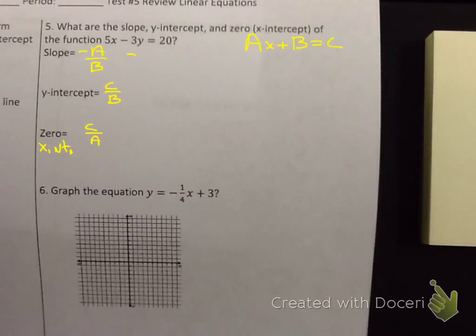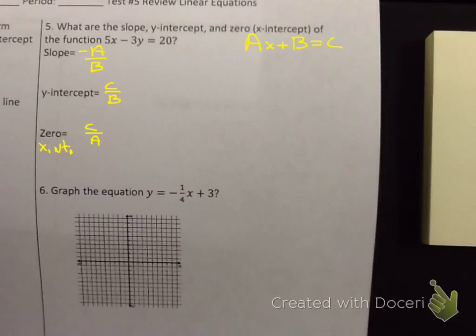So in this example, what you see here is what is called standard form: Ax plus By equals C. Your slope is negative A over B, your y-intercept is C over B, and your zero is C over A. Your zero again is your x-intercept.